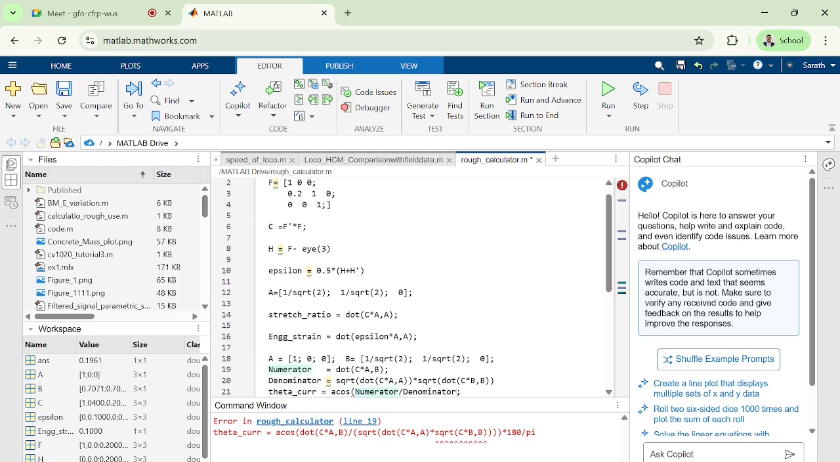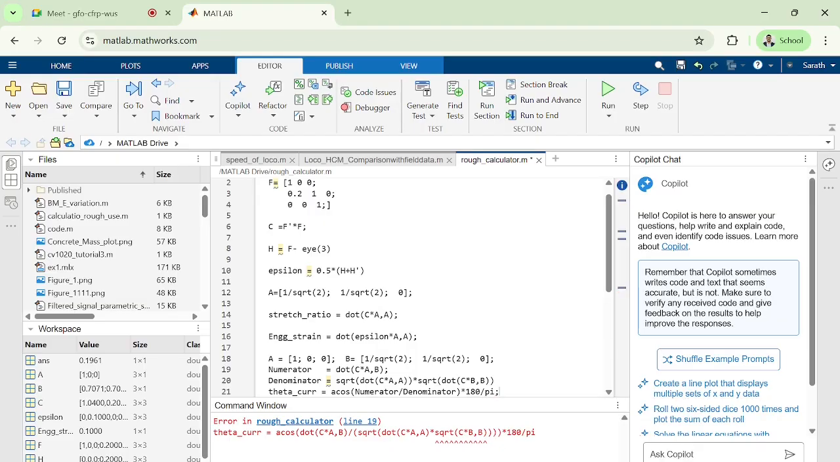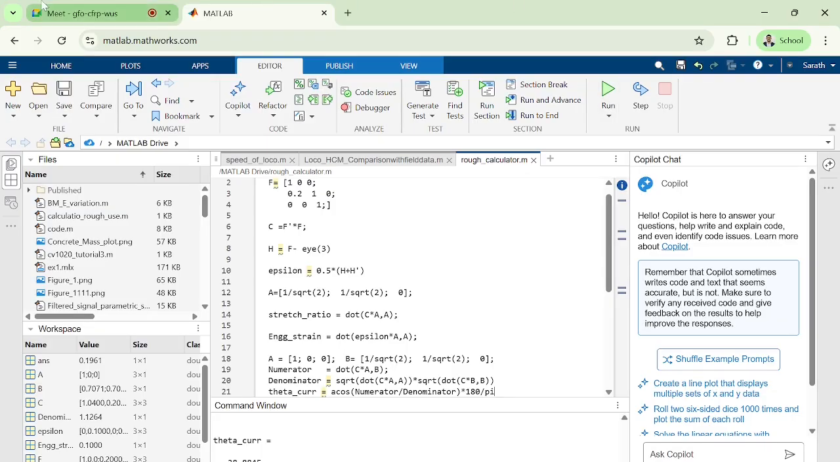Numerator divided by denominator into 180 by pi. Fine. I hope it is right. There should not be any error now. Let's run. 38.8845 degrees. Okay.